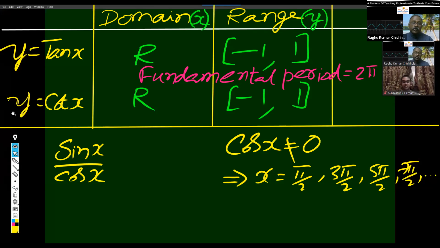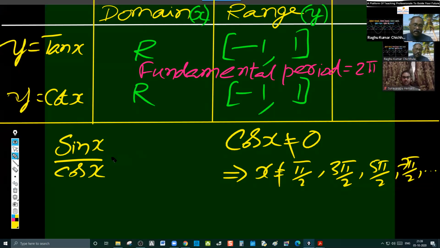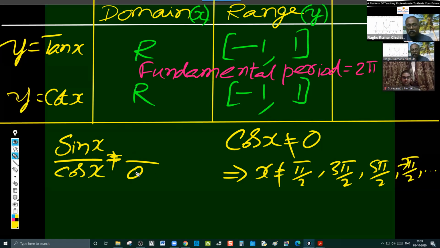So you should not have this value for tan. If it is 0, it is not defined, and hence those values are to be avoided. Those values are to be avoided where it becomes 0. Which one becomes 0? The denominator becomes 0. And hence, it is to be understood like this.